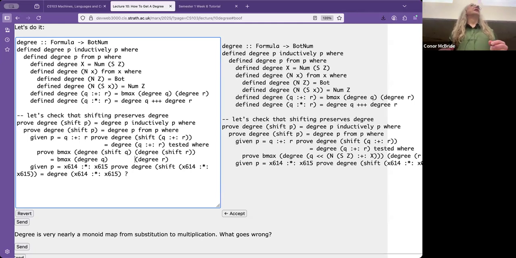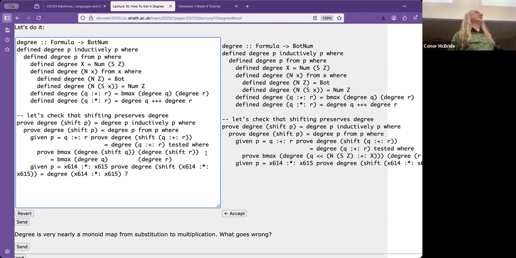We want to use the induction hypothesis somehow. We could do a congruence by replacing left-hand side by right-hand side with the induction hypothesis, but that's overkill. Oh, I'm missing a parenthesis, a bracket here.